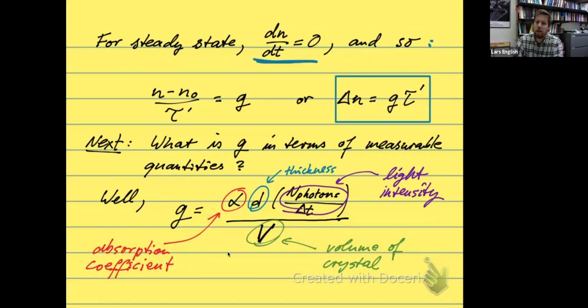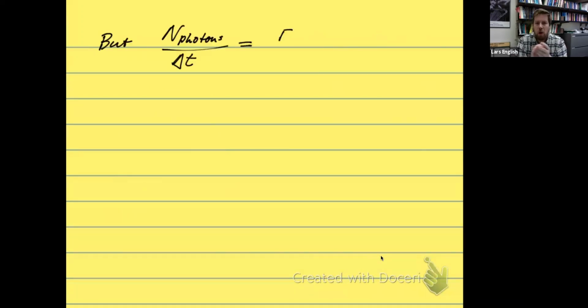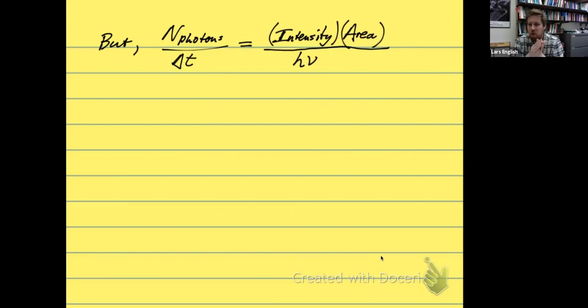So you might ask, why do we divide by volume? Well, these little n's are all per unit volume as well, right? So it is necessary to divide by volume to get it on an equal footing. All right. So number of photons per unit time is, again, not something that we can directly measure.